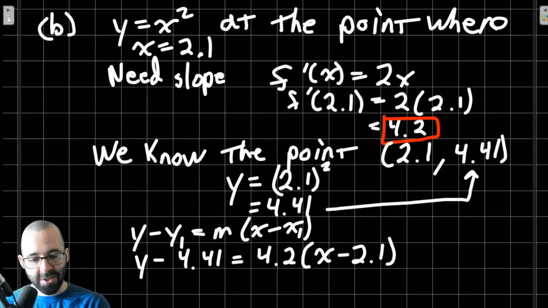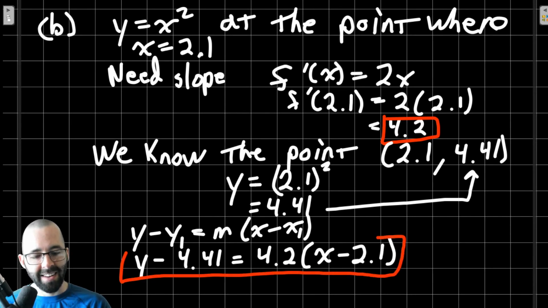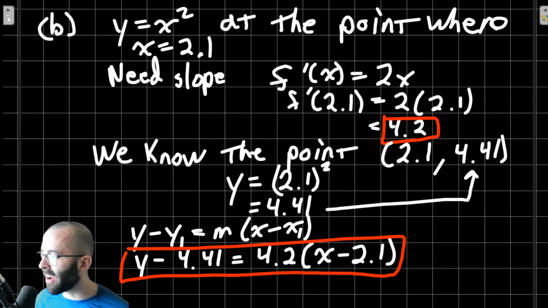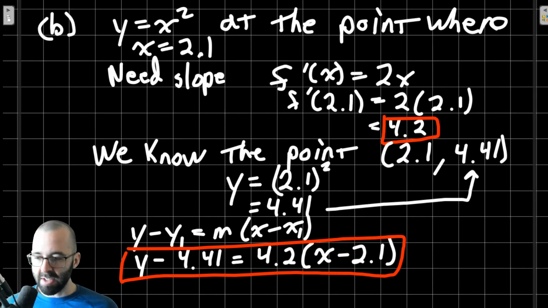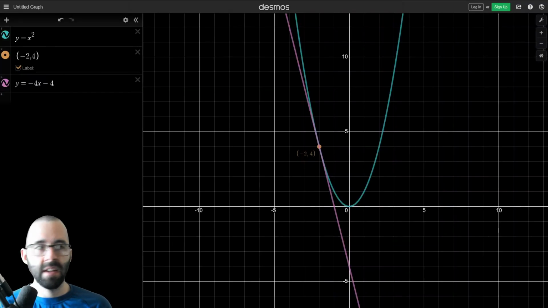And again, at this point, you should have absolutely zero faith in me. You should demand, you should be sending me an email right now: Jason, I demand that you check your answer right now. Well, today's your lucky day because I will be checking the answer. So we could add that 4.41 to the other side and simplify. But let's check our answers over here.